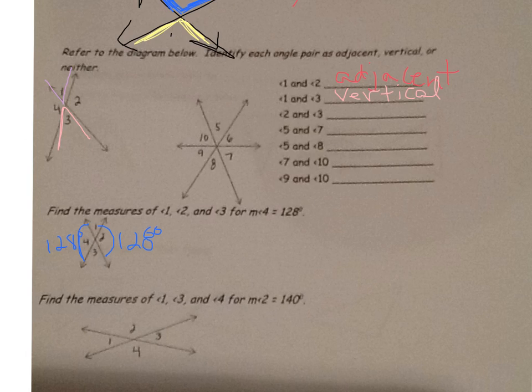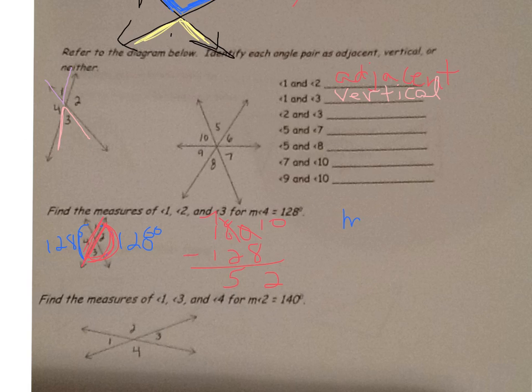Now, the next thing that I want you to notice is the relationship between angle 2 and angle 3. You can see that they make a straight line. They are supplementary, which means they add up to 180 degrees. Well, if they add up to 180 and we have already taken up 128, then I want to know what's left over. So 180 minus 128, we borrow, and we're left with 52 degrees, which means that angle 3 is 52 degrees. So let's start to write this out.